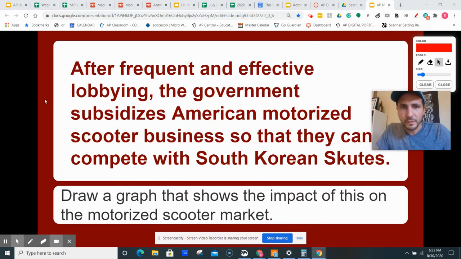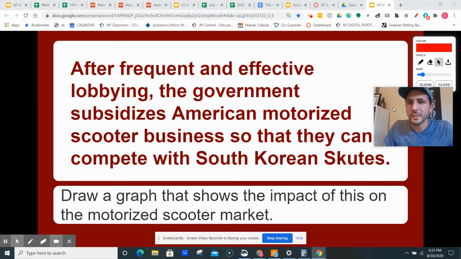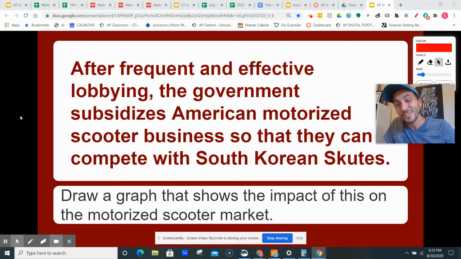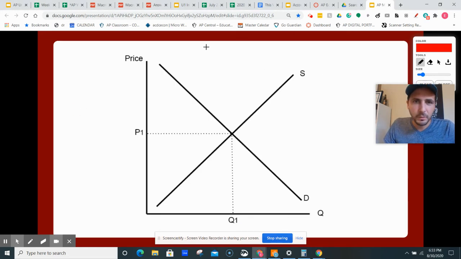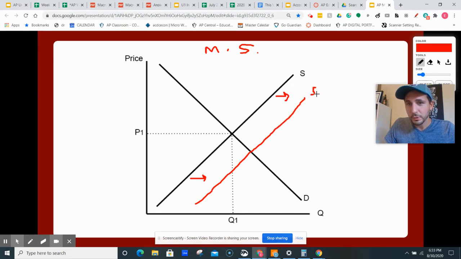After frequent and effective lobbying, the government subsidizes the American motorized scooter business so that they can compete with the South Korean Scoots. That is not a real product, but that is my proposal for a motorized scooter business, the Scoot. So draw a graph that shows the impact of this on the motorized scooter market if there's a subsidy for it. Okay, so I jump here. We've got motorized scooters. I'm just going to call it MS. If there's a subsidy for motorized scooters, then it's going to be more profitable to make motorized scooters in the United States. As a result, there are going to be more scooters being produced.